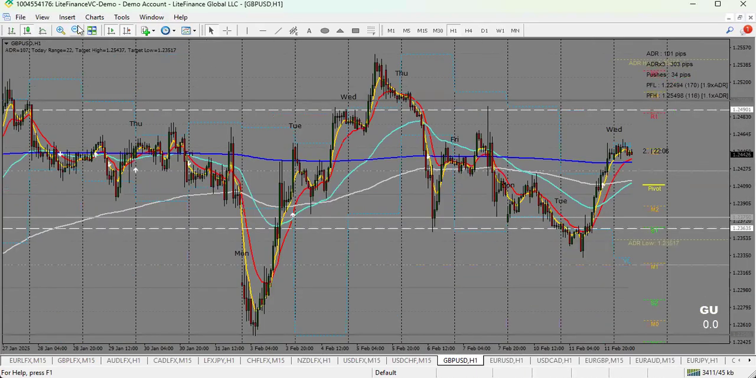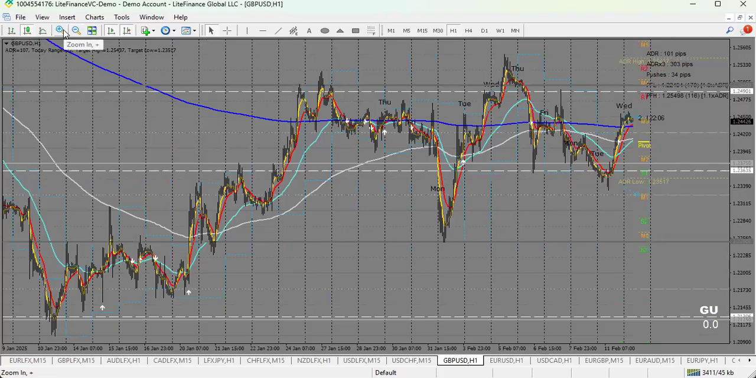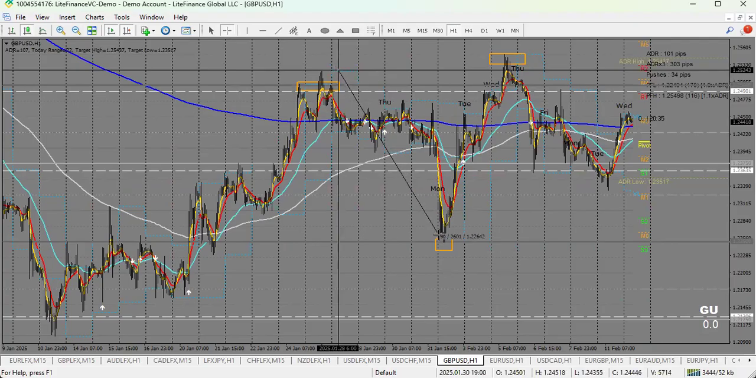Let me look on the hour time frame. Here we had the first head and shoulder pattern, a move going down. Here we had another peak. Here we had another peak. So IDR is around 303.